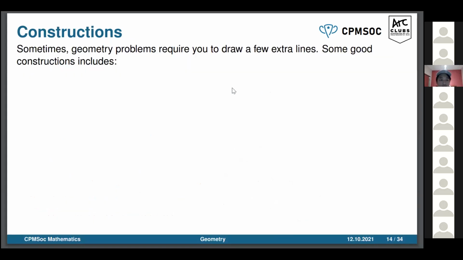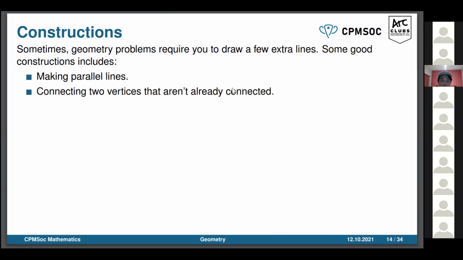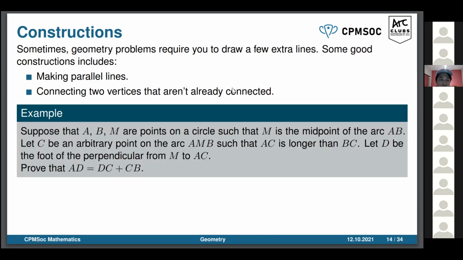Okay, constructions. Construction is basically how you solve most problems. We had one construction in our previous example by proving 3 lines are equal length. Some nice constructions are like making parallel lines. In that way, you can get some equal angles going, using alternate interior angles. And then connecting 2 vertices that aren't already connected is very useful as well. I guess there are a few more which are nice, which we will see in this example.